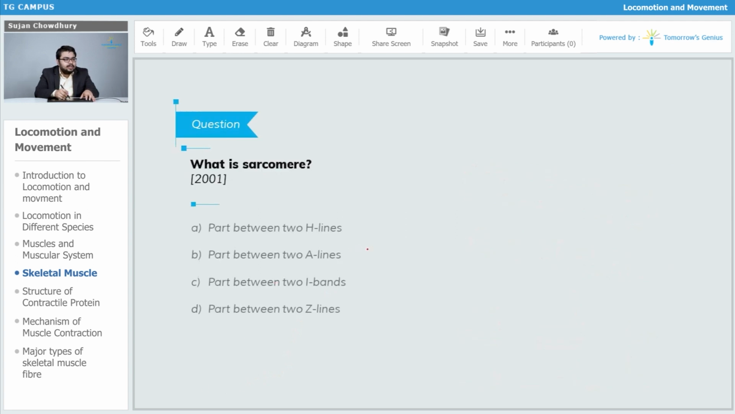So here we have an interesting question: what is a sarcomere? Is it the part between two H lines, the part between two A lines, the part between two I bands, or the part between two Z lines? Just try to recall what we have discussed a little earlier in this chapter. I think you have come up with the answer. Yes, and that is, my child, the part between two Z lines. The part between two consecutive Z lines is the functional unit of contraction for the skeletal muscles, and that is what we call a sarcomere.